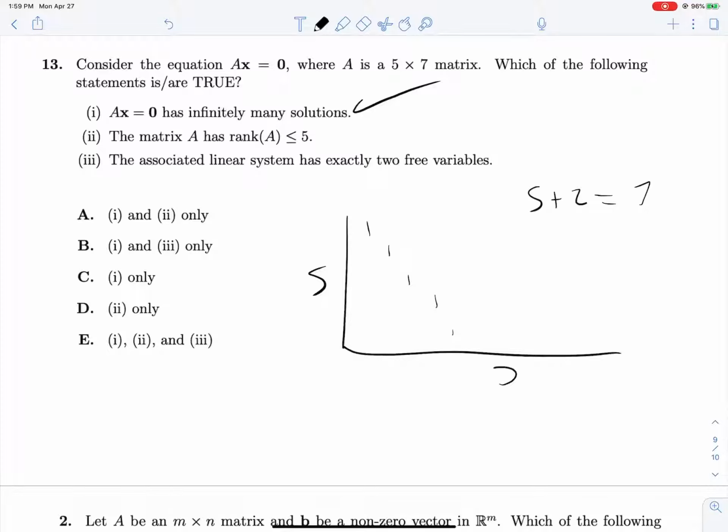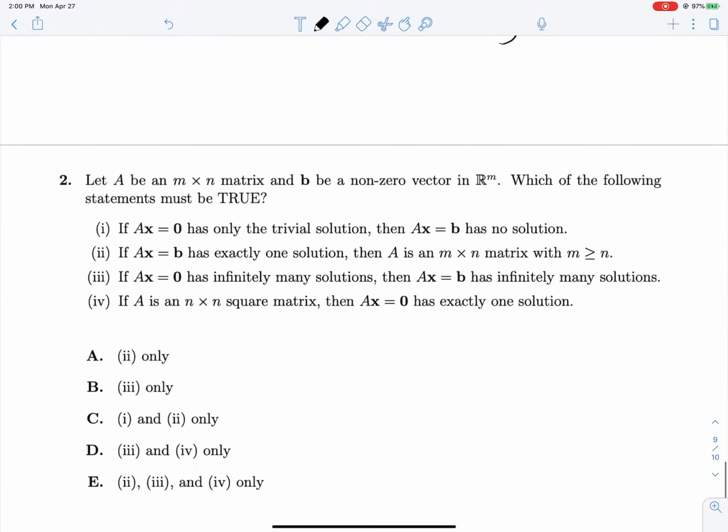What about 2? The matrix A has a rank of less than or equal to 5. Yep, I agree. We could have 0 pivot positions, but as we saw, we can't fit a 6th pivot anywhere. So this is true. And what about 3? The associated linear system has exactly 2 free variables. Nope, I disagree. What if everything is just 0? We have zeros everywhere. Then we have 7 free variables. No need for our system to always have a rank of 5. So no, this is not true, so 1 and 2 should be correct.